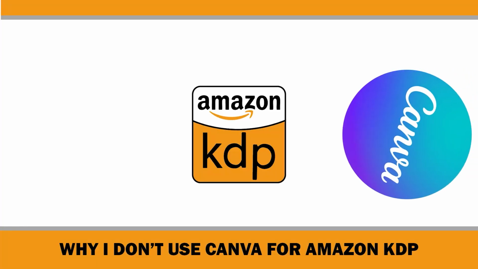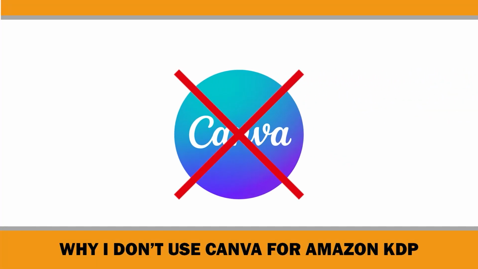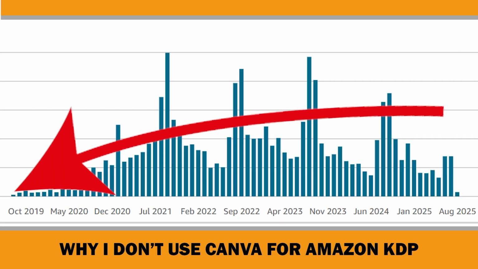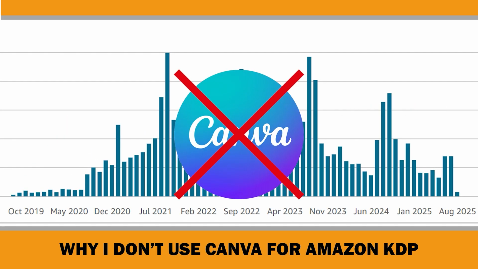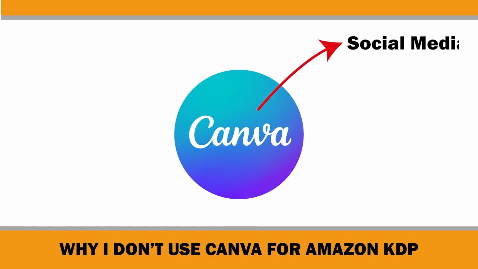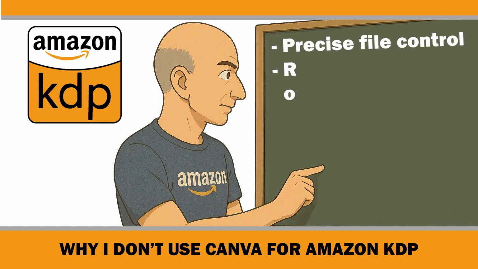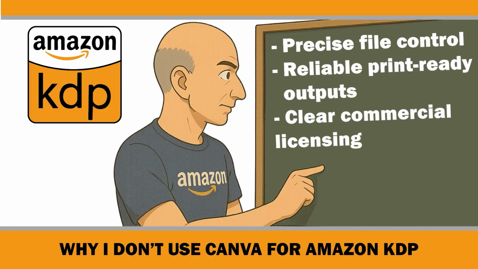In today's video, I will explain why I don't use Canva for any of my Amazon KDP books. Quick background, I have been selling on KDP since 2019, and I have actually never used Canva for my publishing workflow. Don't get me wrong, Canva is great for social media posts and quick designs, but for KDP, I need precise file control, reliable print-ready outputs, and clear commercial licensing.